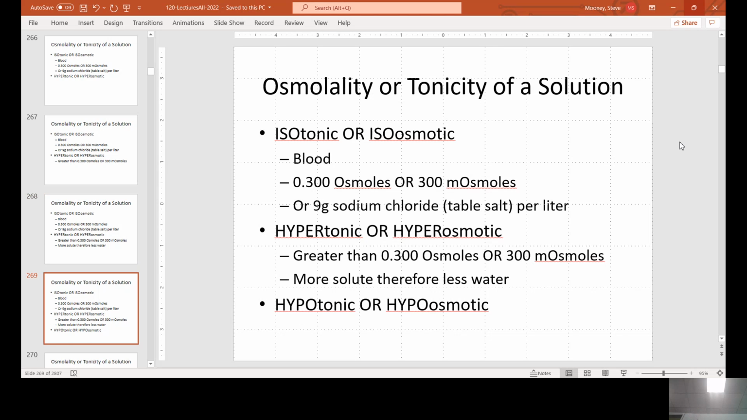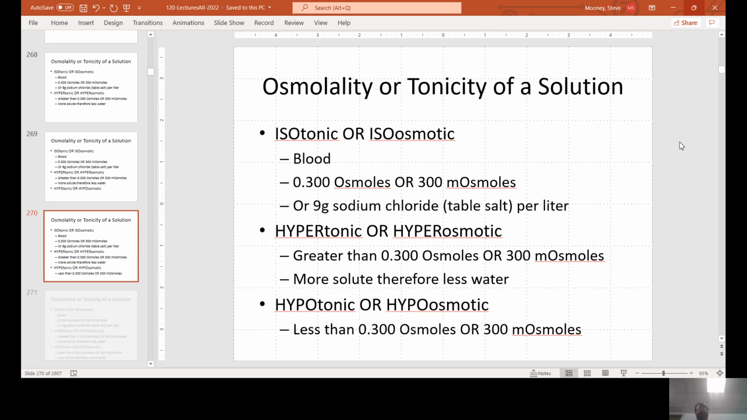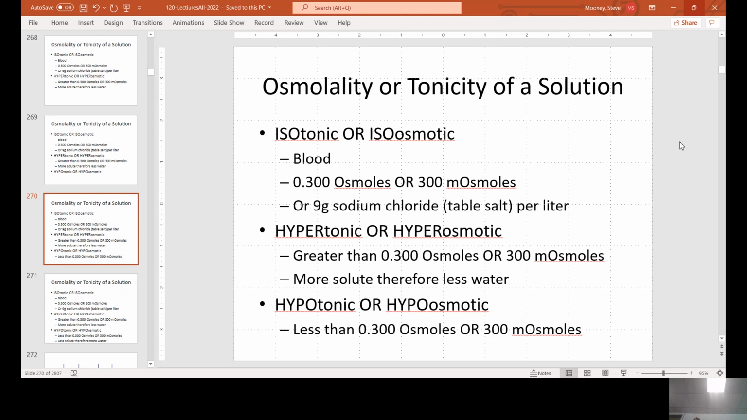The other side of that, we have isotonic. If we take solute out of that solution, we're going to have something that is hypo, hypo meaning less or under. So hypotonic or hypoosmotic is going to be something that has less than 0.3 osmoles or 300 milliosmoles.